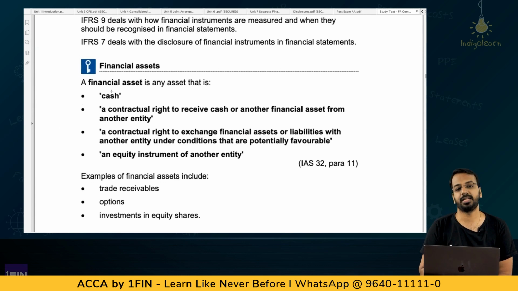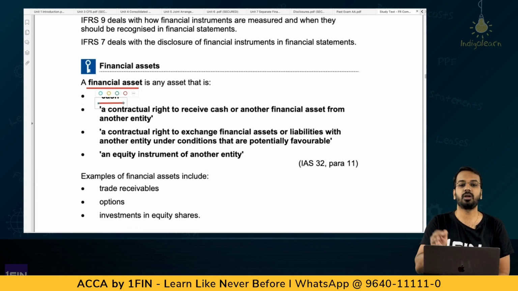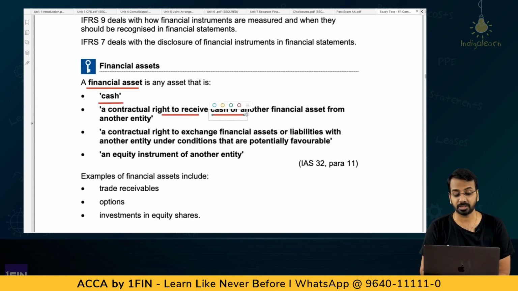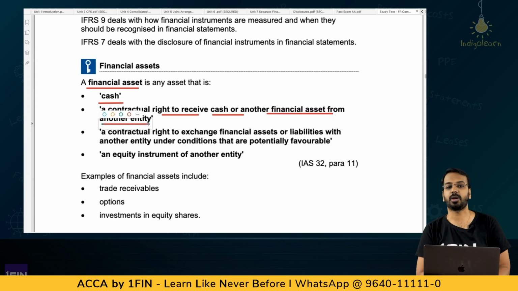Now, what is a financial asset? A financial asset is cash. Cash is always a financial asset. So, if you have money, physical cash, bank account, fixed deposit, all of that is cash. That's the first thing. Second, a contractual right to receive cash or another financial asset from another entity. Now, this is what you need to understand. Cash is a financial asset.